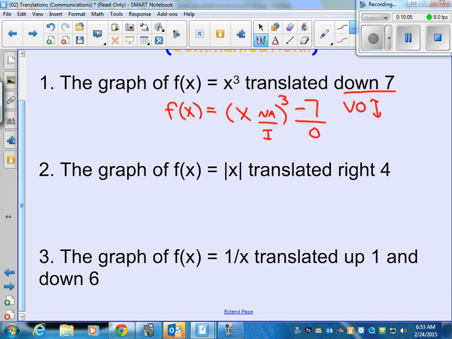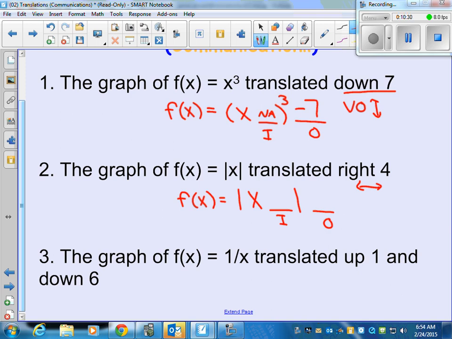Next one we've got is our absolute value equation. Okay, once again, we want to understand where can we place things. Absolute value is the parent. We've got the x value inside the parent. We have an inside position and we have an outside position. Now, the movement we want is a right 4.